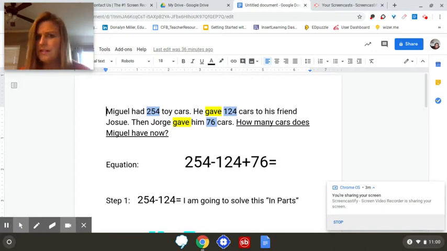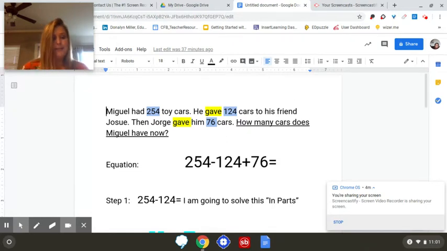So how do I know which one is addition and which one is subtraction? Look and make sure that you read the entire statement. And then what I want you to do is make that movie in your head like we've done before. So when it says Miguel had 254 cars, he has those. Those are his. He gave 124 cars to his friend Josue. So I'm going to take some of what I have here and I'm going to give them to someone else. When I give, this means that I'm subtracting from what I already have. I have less than what I started with.